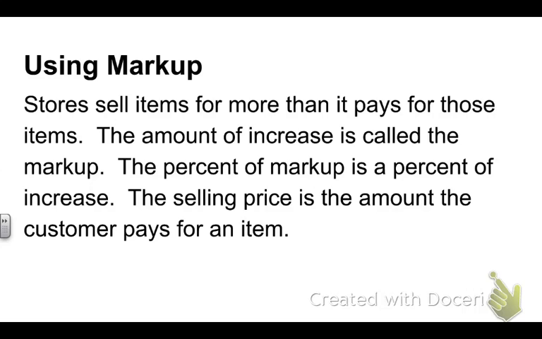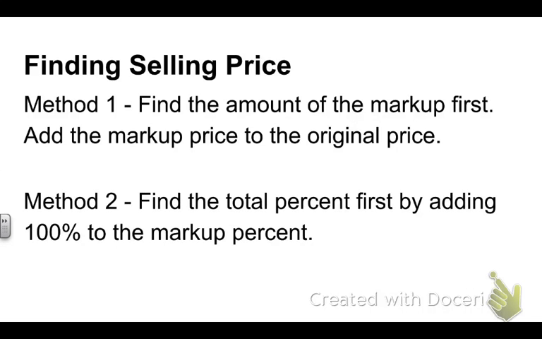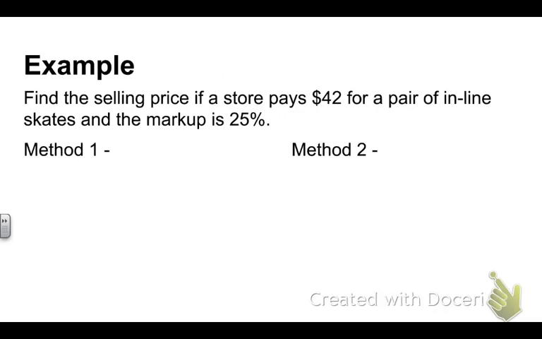The selling price is the amount that the customer pays for an item. To find the selling price, there are two methods. One, you can find the amount of markup first and then add that markup to the original price, and then you get what they sell it for in the store. Or method two, find the total percent by first adding 100% to the markup percent, and then you can find the selling price. It is a personal preference. We're going to do both.